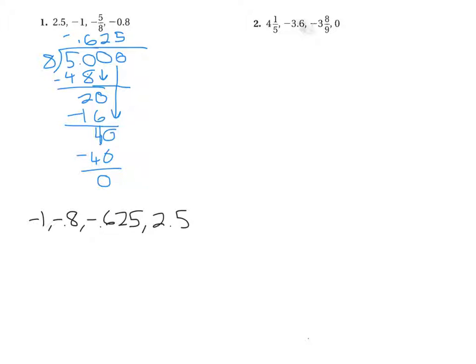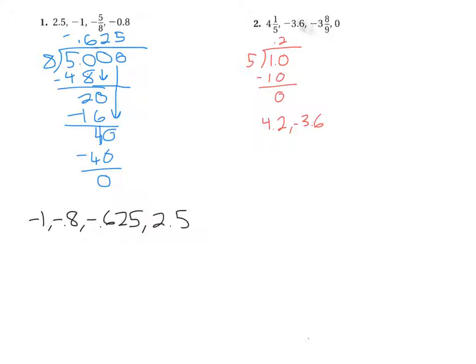In example 2, we have 4 and 1/5. Now, you might remember what 1/5 is as a decimal, but if you're not sure, we could always do 1 divided by 5. Now 5 doesn't go into 1, but I can write it as 1.0, and 5 does go into 10. 5 goes into 10 twice. 2 times 5 is 10. We subtract, and we get 0. So we can be done, and we just put our decimal right there. So 4 and 1/5 is the same as 4.2. And then we have negative 3.6.